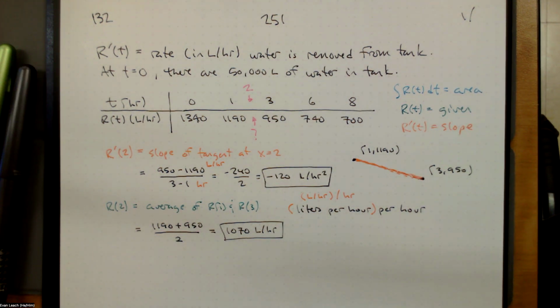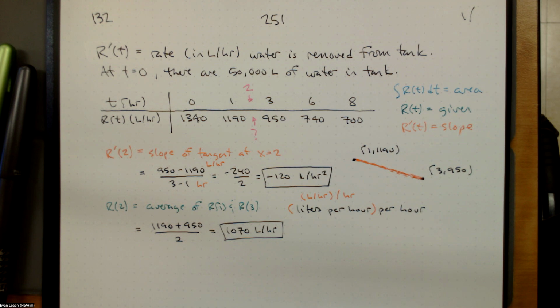So adding that up is 2140, and then divided by 2 gives us 1070. At 2 hours, the water was being removed from the tank at a rate of 1,070 liters per hour. In both of these problems, we're thinking linearly. We're just drawing a line between the 2 points on either side of the hour we're interested in.